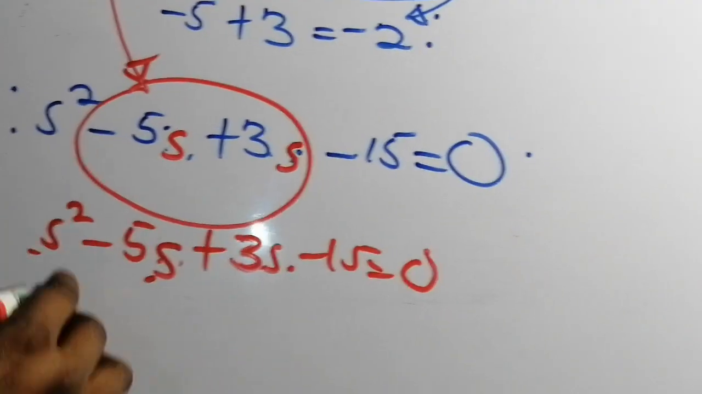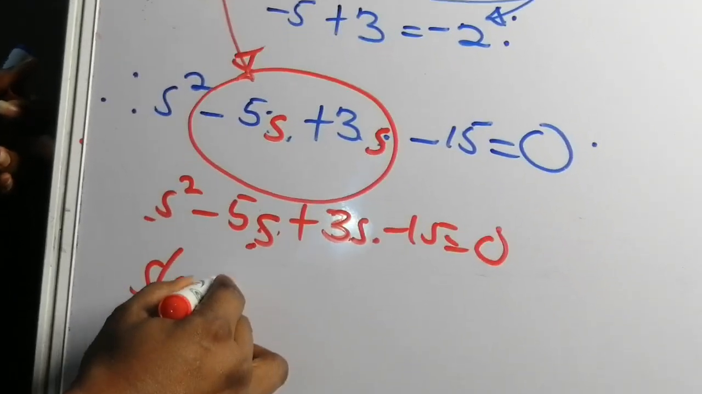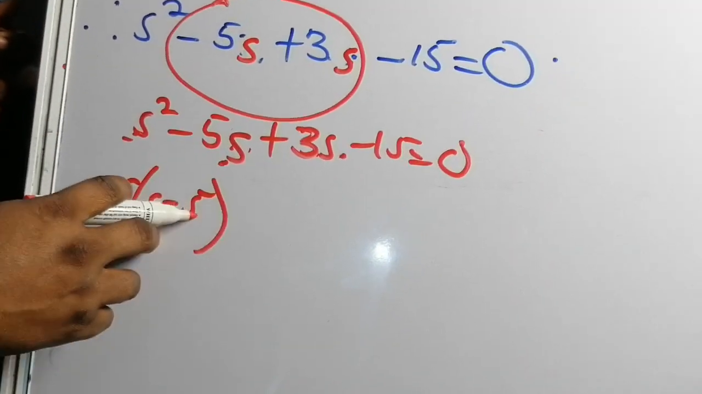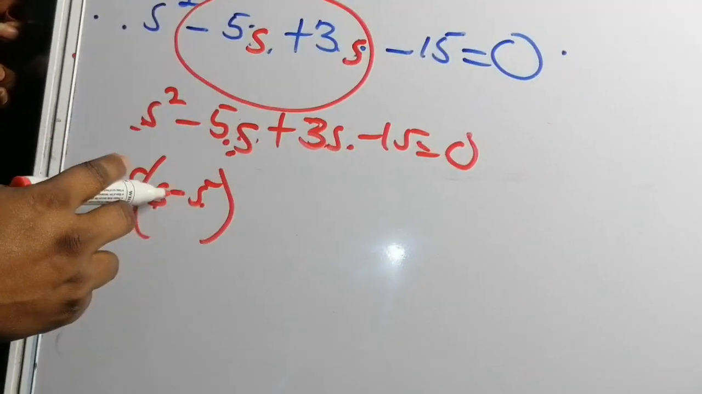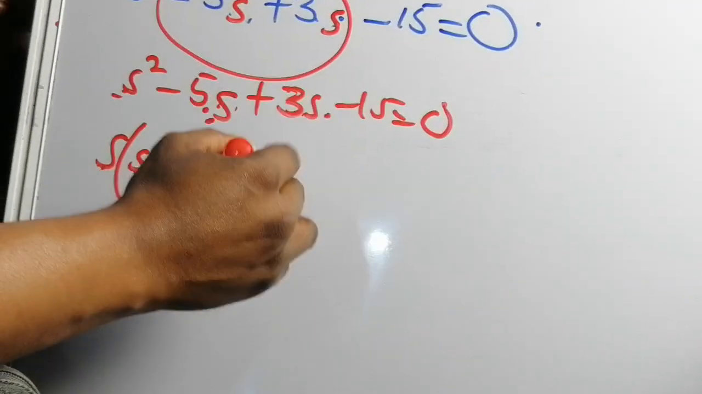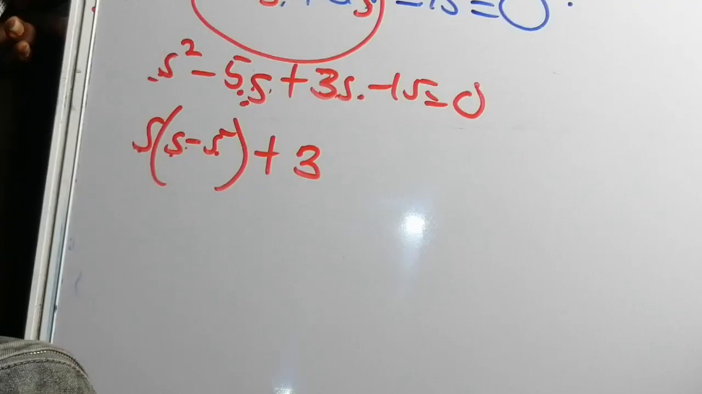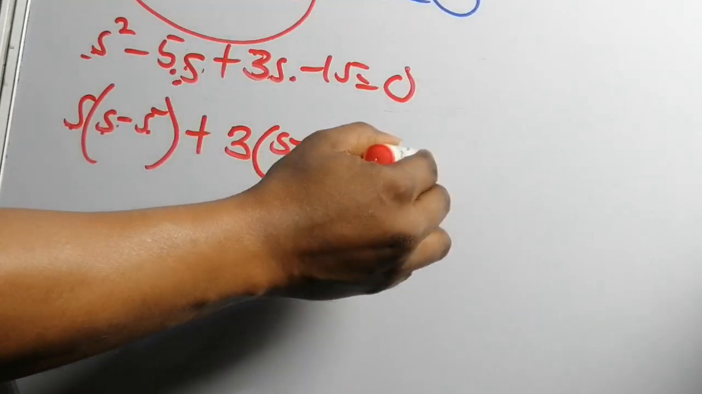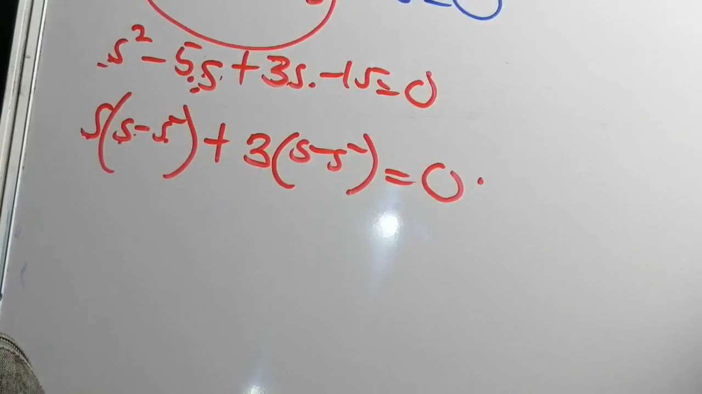I will take one S between these two. It will now be S minus 5. It's the same thing. S times S, S squared. S times 5, 5S. You still have your minus here. Plus 3 can go in both of them. I'll bring out 3. So what you have here must also repeat itself here. S minus 5 equals what? 0. Do you see it now?